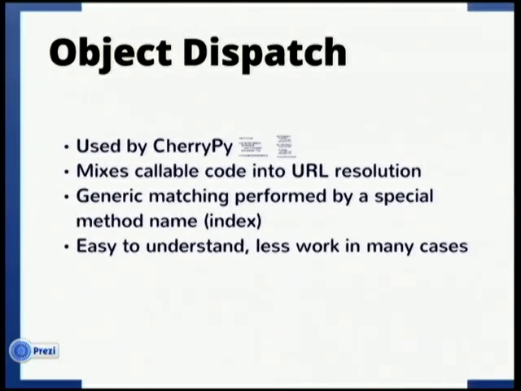So it mixes your callable code into the URL resolution. As you have the code that actually handles a request, that's actually navigated by the framework, CherryPy, to determine whether or not you can handle the request. If it gets down there and it can't find anything, then it might return a 404.